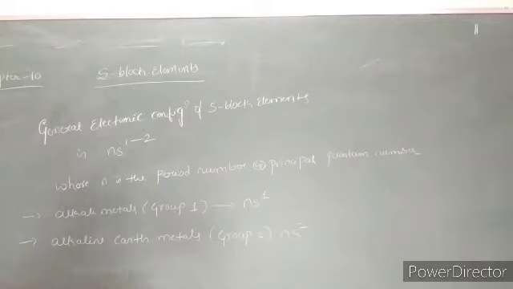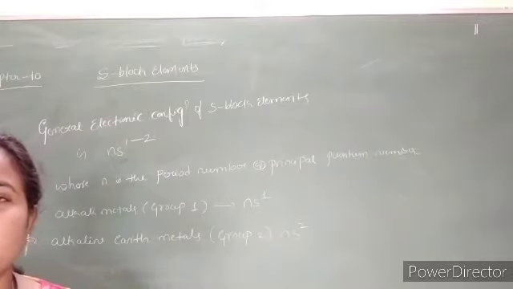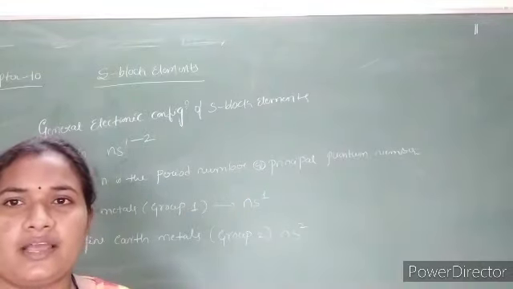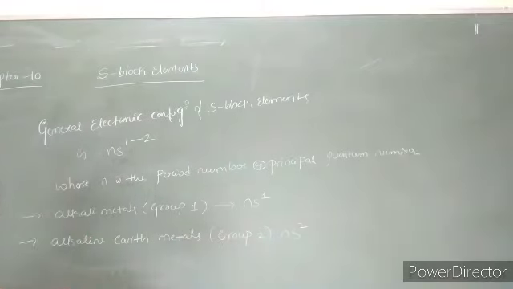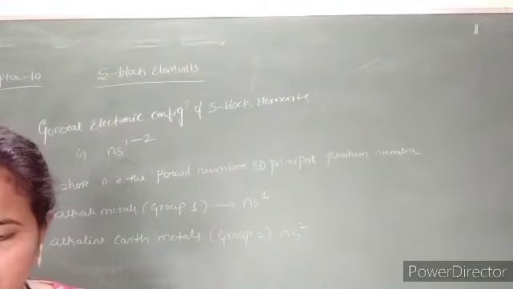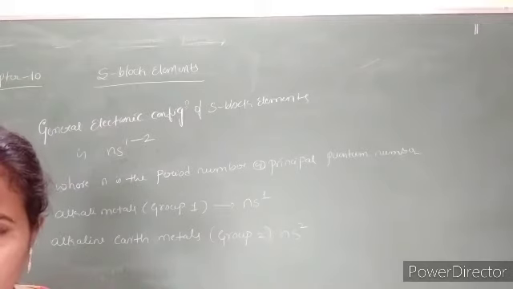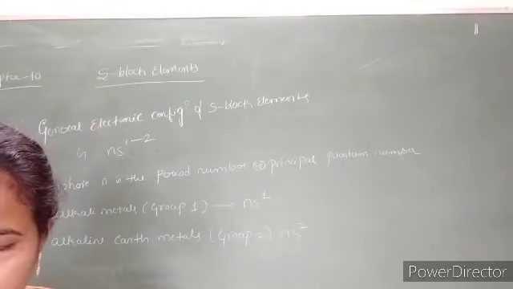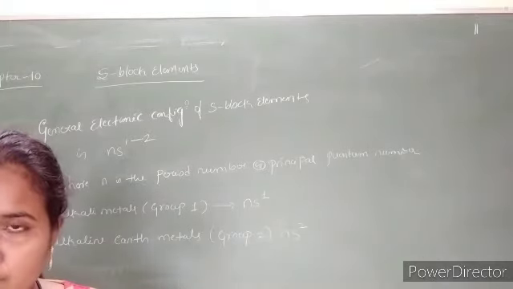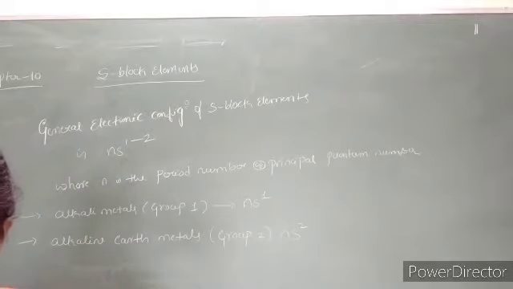So that is ns1 and ns2. Alkali metals have ns1 as the general electronic configuration, and alkaline earth metals have ns2. And lithium and beryllium, the first elements of group 1 and group 2, show some properties which are different from those of the other members of their respective groups. In these anomalous properties they resemble the second element of the following group.